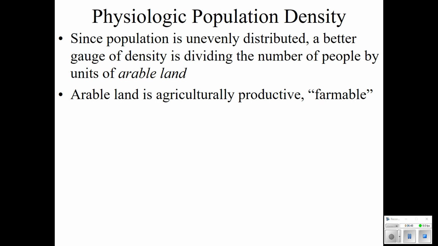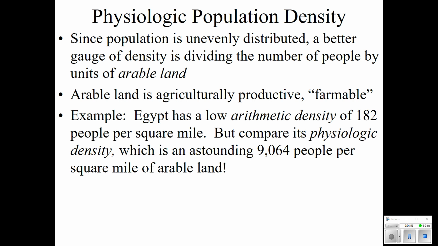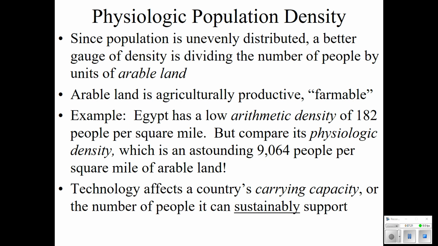What this means is that their arithmetic density number might be not so big, but their physiologic density number is going to be enormous. The best case study for this is Egypt. Egypt is about the size of Texas. It has 70 million people, give or take. There's about 182 people per square mile, but 97% of Egypt is sand. The only farmable land is up and down the Nile and in what they call the Nile River Delta. So if you look at just the farmable land, their physiologic density comes out to over 9,000 people per square mile. So this is what we mean when we say carrying capacity.